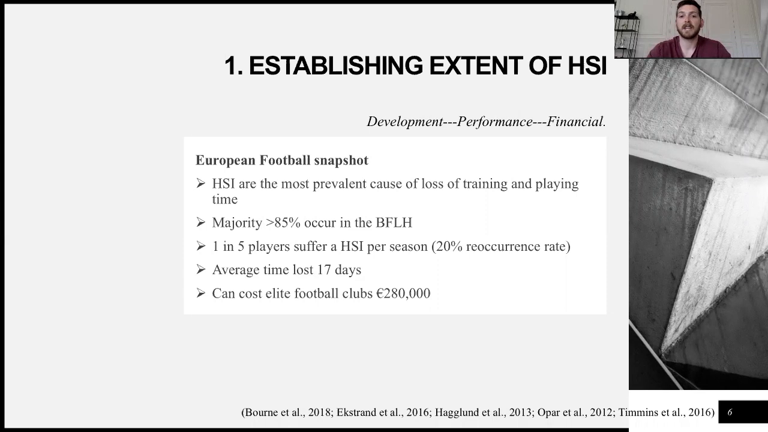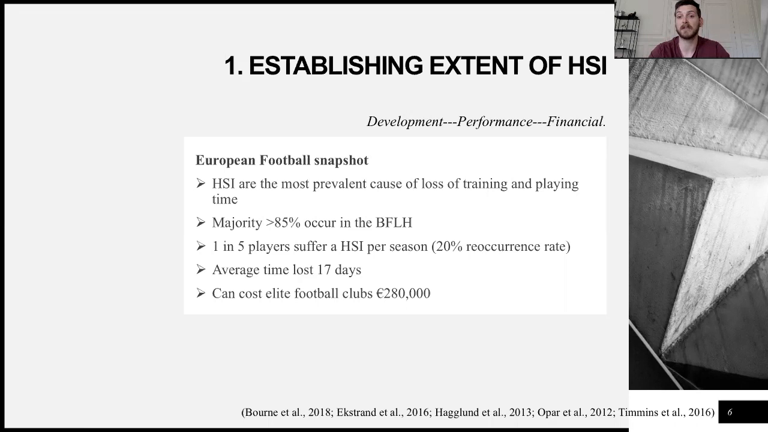But financially, if 1 in 5 players is getting injured per season, and we have a squad of 20, 4 of those players are getting injured. The average time lost is 17 days per injury, and each injury costs the club €280,000. Across a season, that's a huge financial outlay on the club for players that are unavailable for selection.